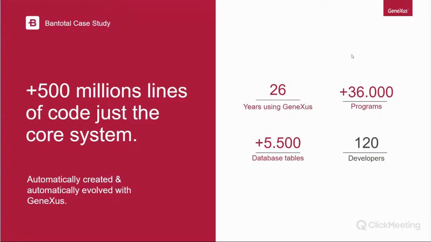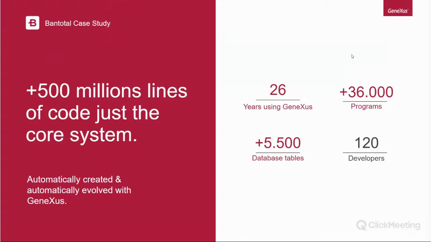Okay, so nowadays the product of Bantotal has a total of 120 developers working, which have created more than 36,000 programs, and these programs have more than 5,000 tables. Okay, in total there are more than 5 million lines of code that were generated by Genexus.